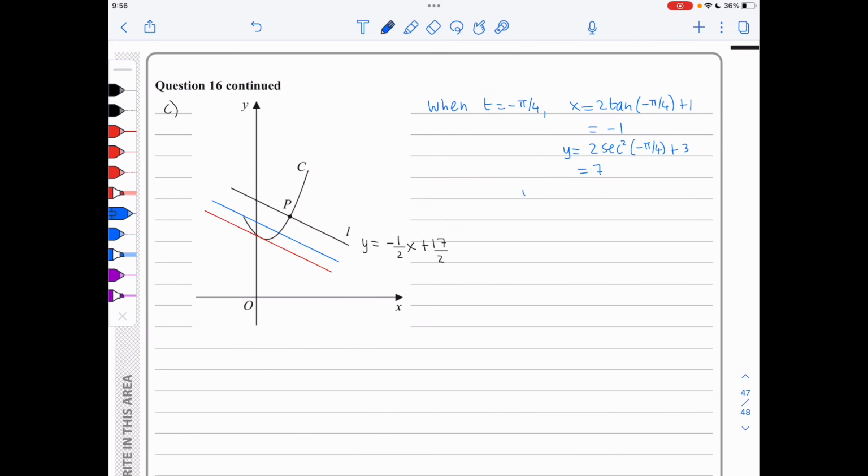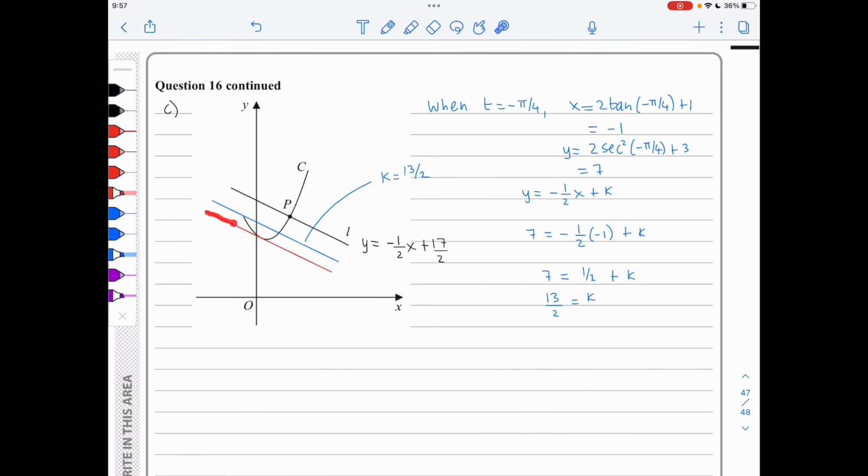The equation of the straight line is y is minus a half x plus k, and therefore y is replaced with 7, x is replaced with negative 1, and we get that 7 is a half plus k, leading to 13 over 2 being the value of k. So here we've got that k turns out to be 13 over 2. Let's consider the red line here when it becomes a tangent.